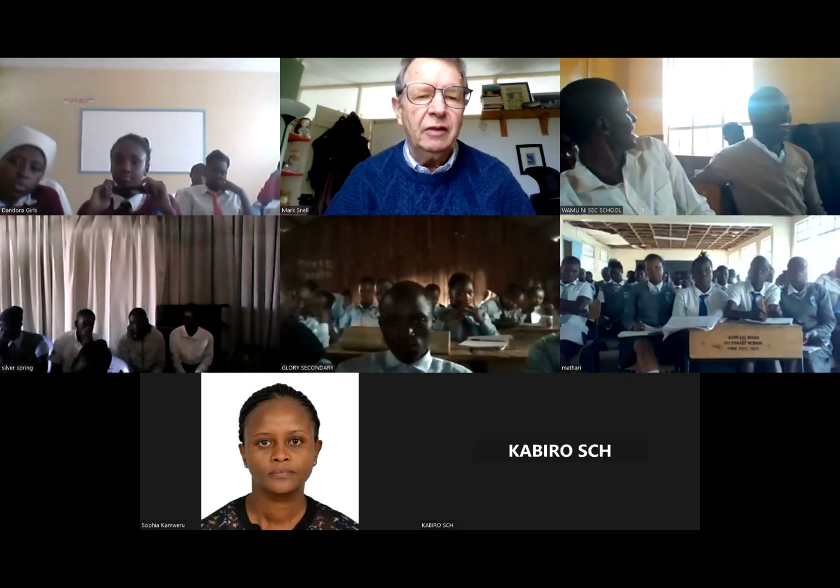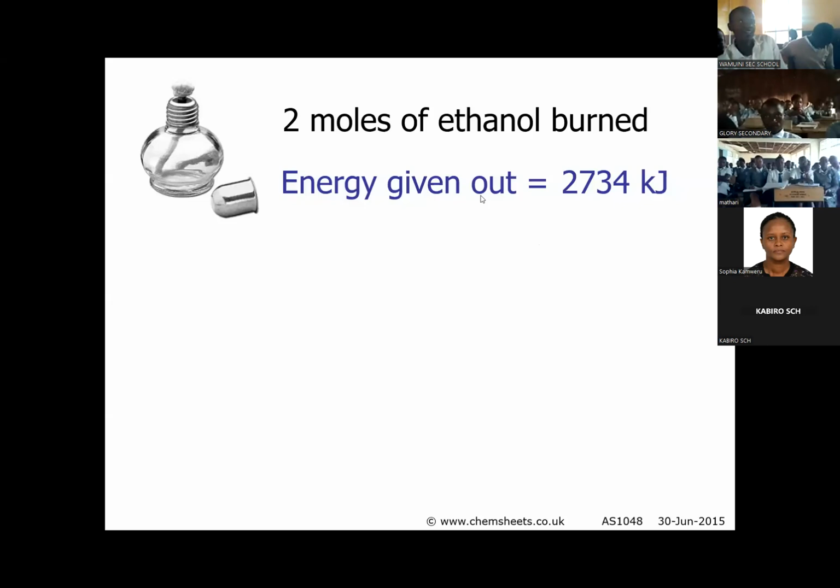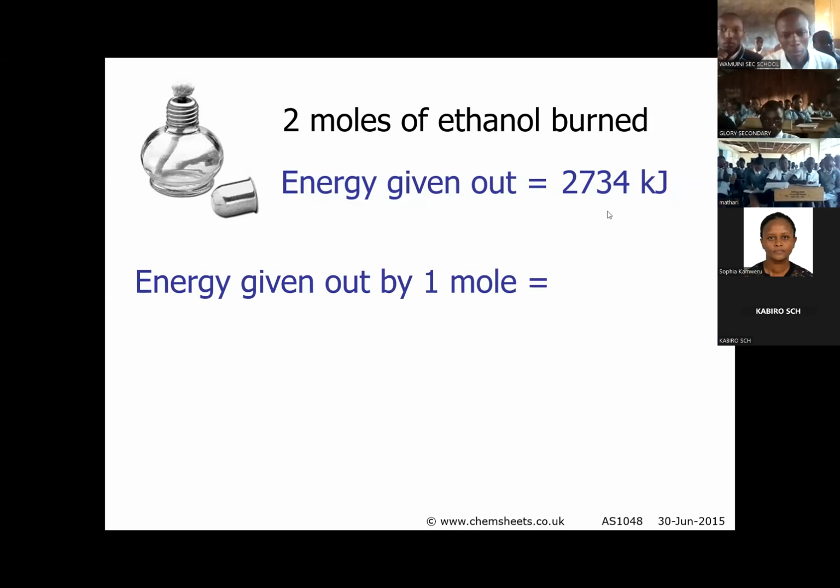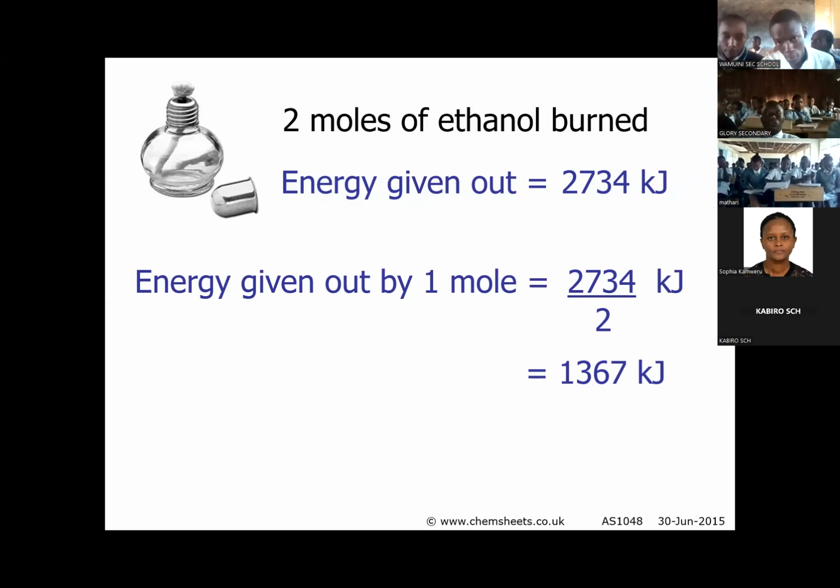So here we are. I'm going to go back to screen sharing. So if it tells you that 2 moles of ethanol burns and gives out 2,734 kilojoules, then to work it out per mole is the important thing. Now that's obvious, because if I have 2 moles and it produces 2,734 kilojoules, then all I have to do is to work out 1 mole, and that's 2,734 divided by 2. So it's 1367.